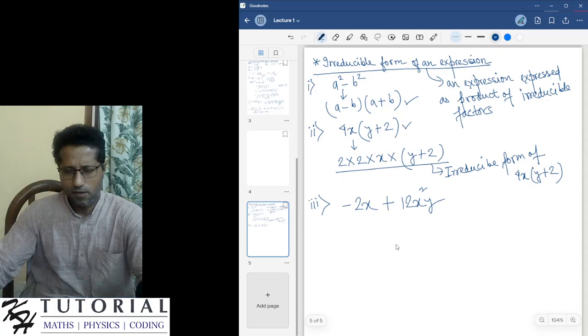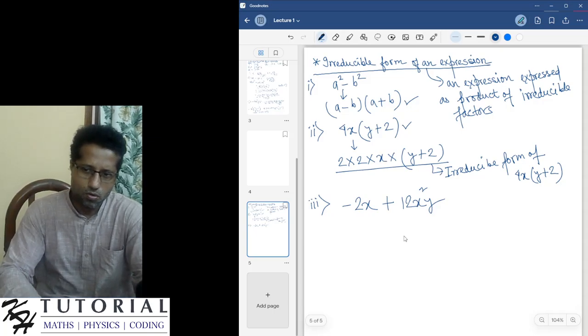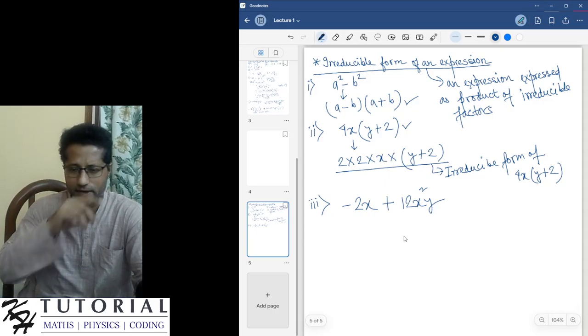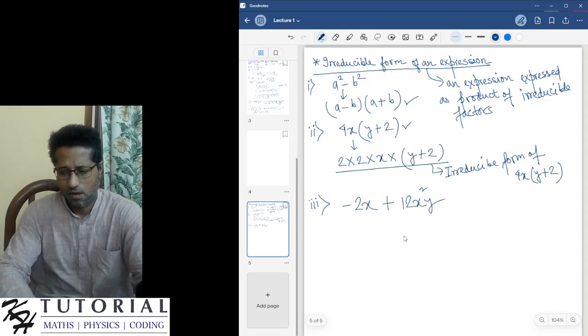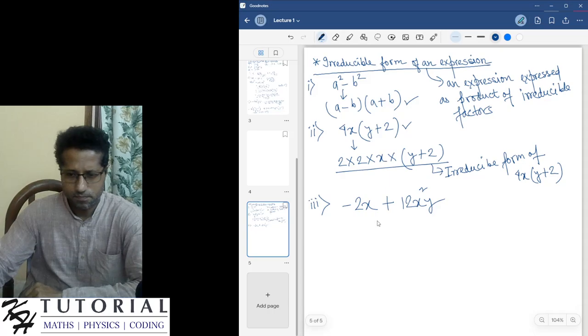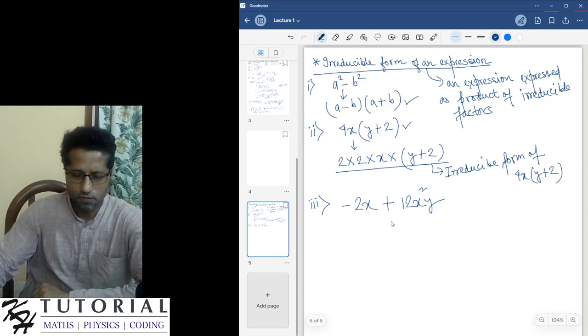No. First of all, if you are given an algebraic expression and you can factorize it further, then of course the given algebraic expression is not in irreducible form. An algebraic expression will be in irreducible form only when it has already been expressed as a product of some factors, and all the factors are irreducible factors. So for this algebraic expression, we can see that there is a common factor in the two terms. So definitely this algebraic expression is not in irreducible form.